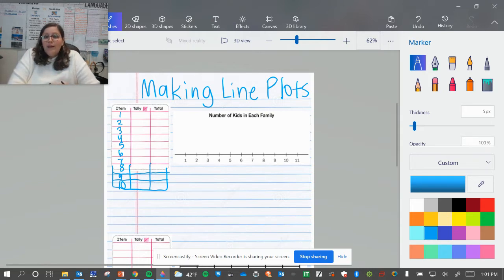So if there's one kid in the family, there are 3 families where that's the case. So tally 3 and write the total. Pause me. Okay, unpause me. So we have 1, 2, 3, and we'll write our total of 3.